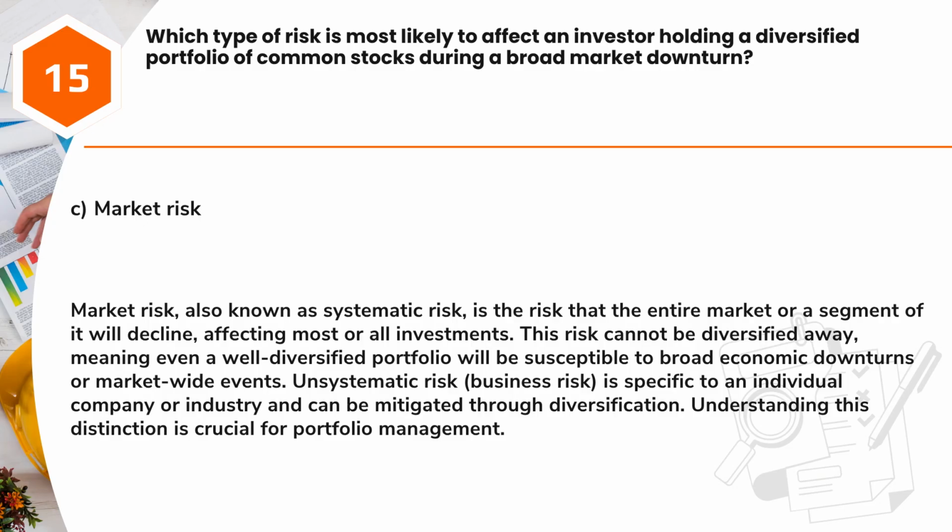Market risk. Market risk, also known as systematic risk, is the risk that the entire market or a segment of it will decline, affecting most or all investments. This risk cannot be diversified away, meaning even a well-diversified portfolio will be susceptible to broad economic downturns or market-wide events. Unsystematic risk, business risk, is specific to an individual company or industry and can be mitigated through diversification. Understanding this distinction is crucial for portfolio management.